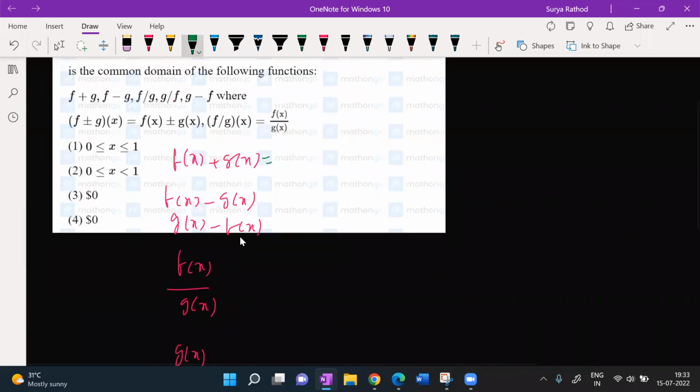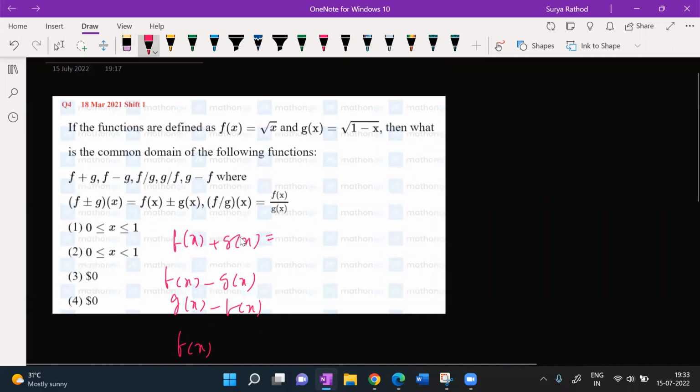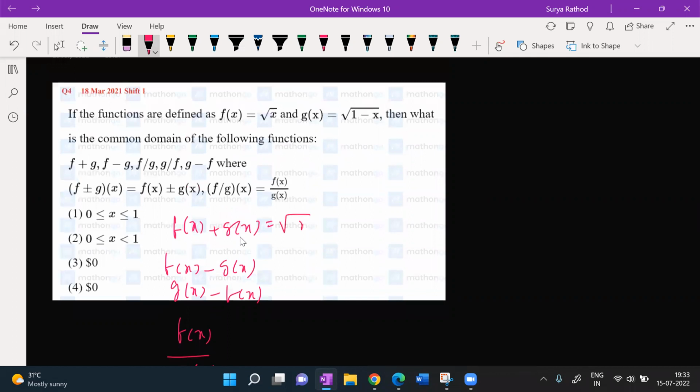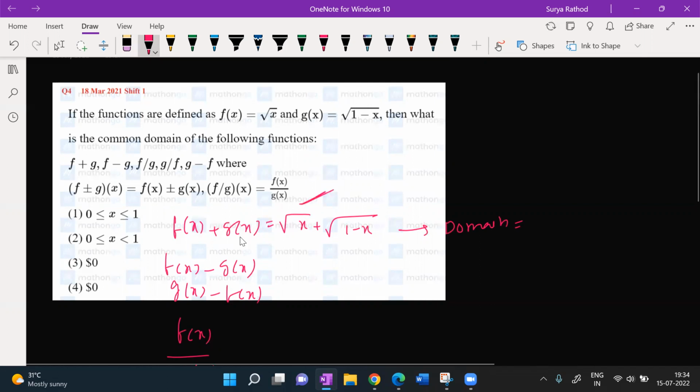f of x plus g of x is root x plus square root of 1 minus x. What is the domain for this? What is the domain, beta? Tell me. A square root function never allows negative values. It never generates negative values, so only non-negative numbers here. So the domain of this function is going to be 0 to 1. 0 and 1 I can include.